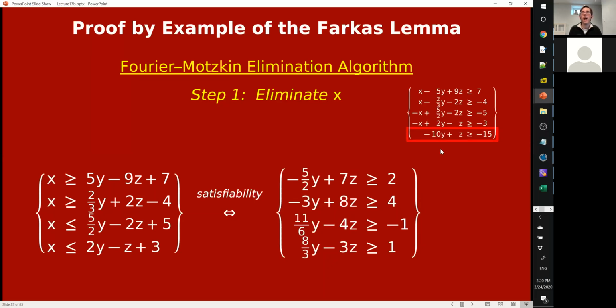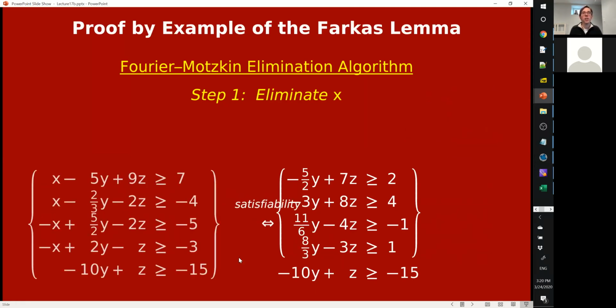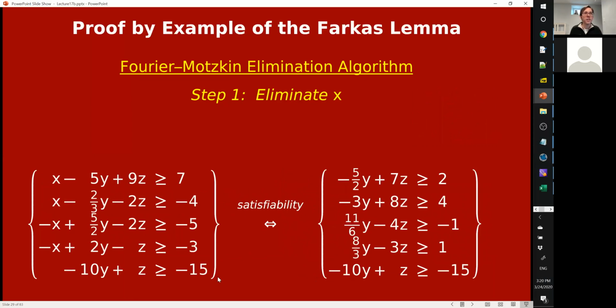And now we can just remember the original system we were thinking about. We also had this one inequation that didn't involve x at all. So let's stick it back in. And we've actually done it. We've actually shown that this initial system with the x's is going to be satisfiable if and only if this new system with no x is satisfiable. Okay, so we've successfully eliminated x.